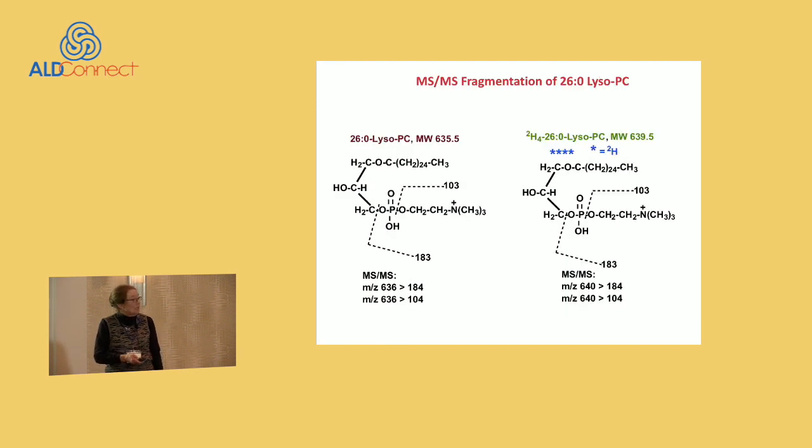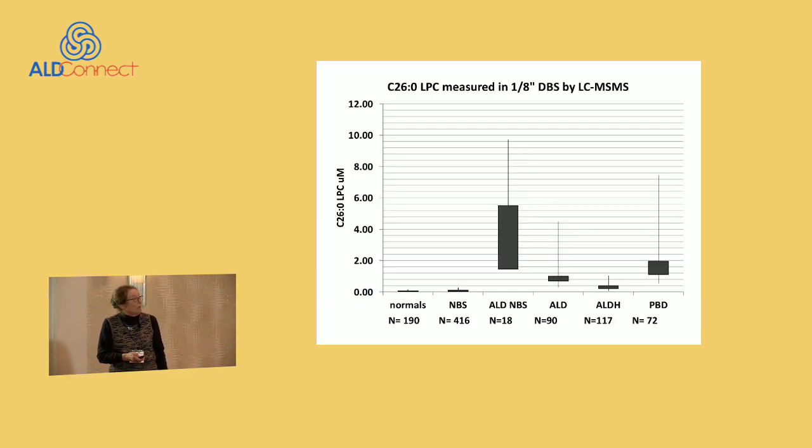So I just wanted to show you a picture of the C26 lyso-PC. This is the natural compound, and this is the compound with 4 deuteriums. This is what's called an internal standard. So it's a very sensitive assay. We measured in many different blood spots. Here are normals, that is, normals we determined had normal very long-chain fatty acids in plasma.